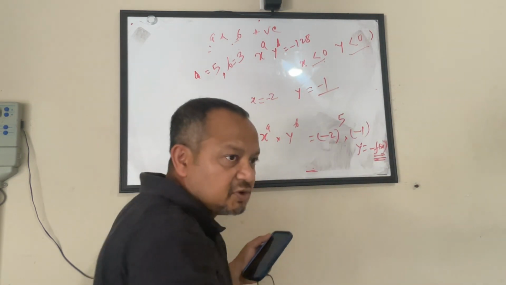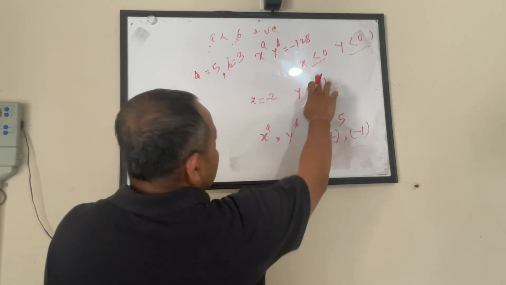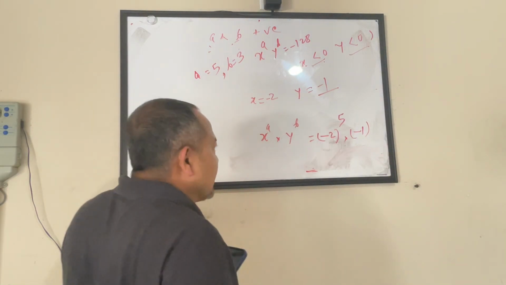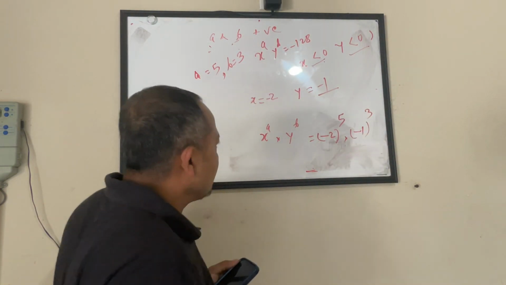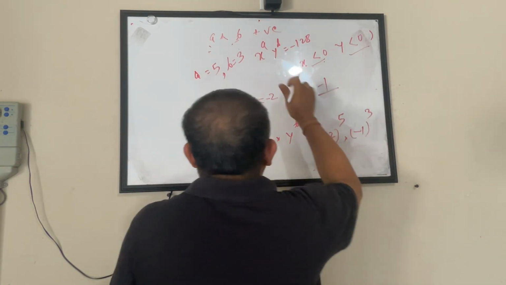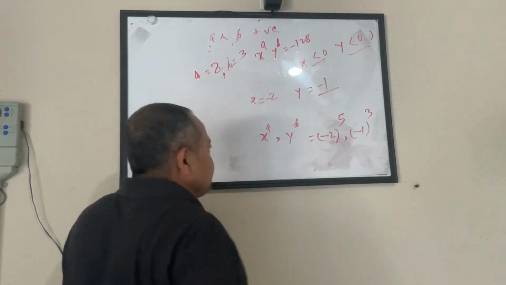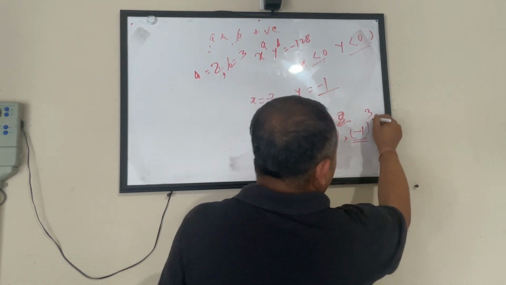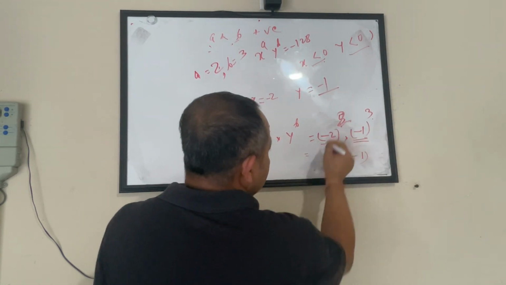I'm just playing with it, okay? I have no formal way to solve it. I'm just trying to build some interpretation from the question itself. Since it says x and y are negative, I assume x and y are minus 2 and minus 1 for the sake of argument, and A and B are both positive. Let's put smaller numbers: A is 2 and B is 3. What do we see here? This is a negative number. If I multiply it 3 times, I get a negative. This is a negative number. If I multiply it 2 times, I get a positive.